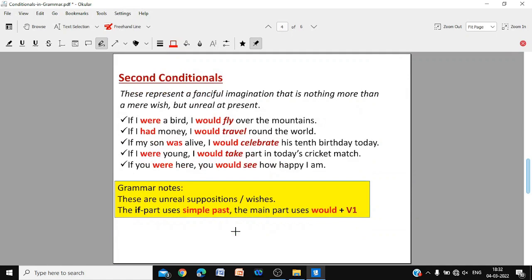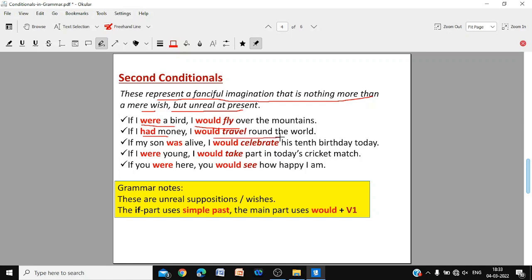Now we have the second conditionals. These represent a fanciful imagination that is nothing more than a mere wish, but unreal at present. In the first conditional, it was possible, but here it is unreal at the moment. If I were a bird, I would fly. Now it is no longer possible, but it's only my fanciful imagination or wish. If I had money, I would travel around the world.